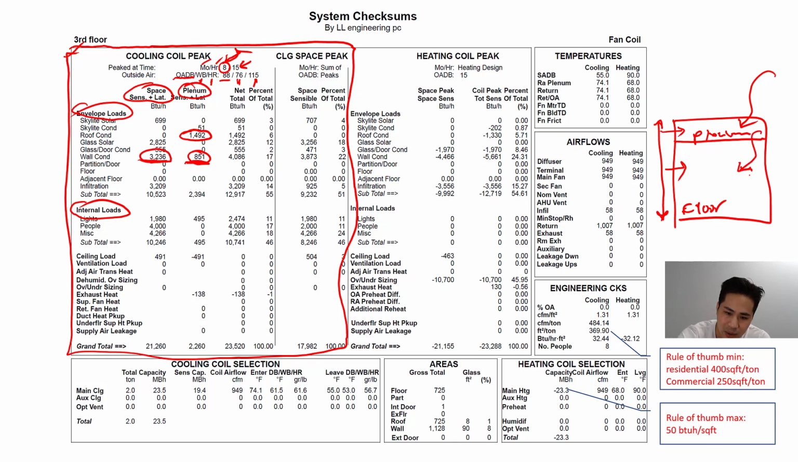So that's how the columns are broken down, and you can see the net total would just be the combination of the space column and the plenum. So if you just add these values up here, for instance, you'll get the total here, and it gives you a percentage based on the subtotal here.